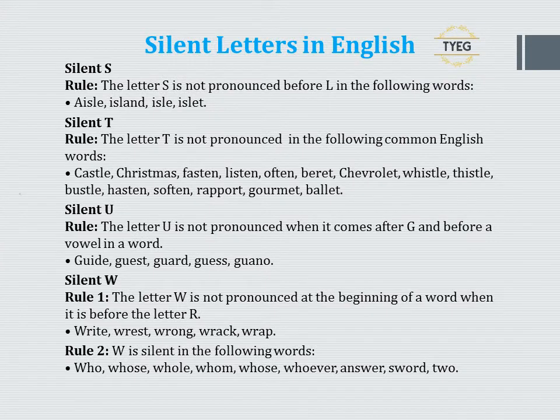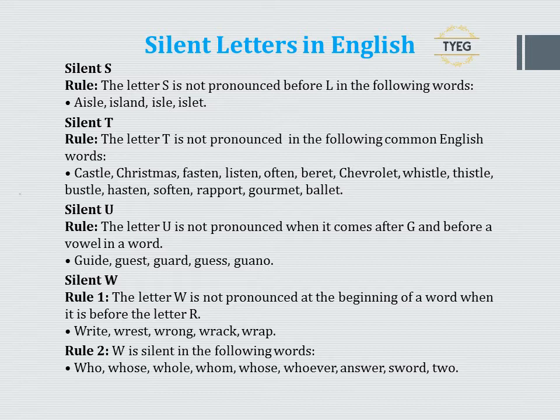Silent S rule. The letter S is not pronounced before L in the following words: isle, island, aisle, islet. Silent T rule. The letter T is not pronounced in the following common English words: castle, Christmas, fasten, listen, often, beret, Chevrolet, whistle, thistle, bustle, hasten, soften, rapport, gourmet, ballet.